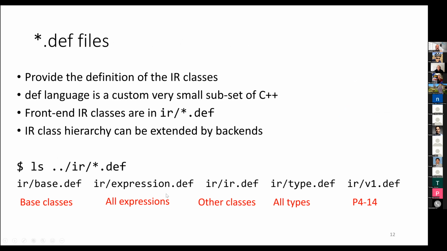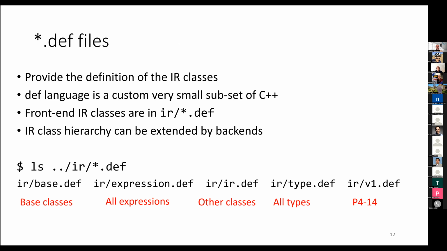The structure of the IR is defined in some files with the suffix def, from definition. This is essentially a very small language that is a subset of C++. There are five such files currently for the front end. For example, there's an expression.def which has all the expressions, and I'll show you a snippet of it. You don't worry about it too much. All the types are in a file of their own. There's a file for P4-16 which is called v1.def.